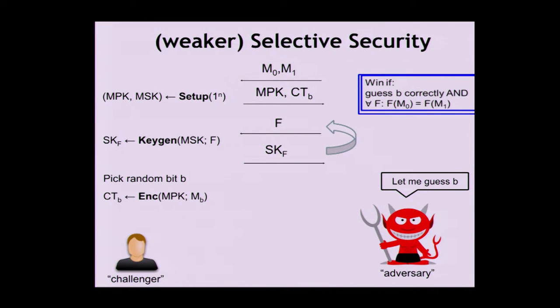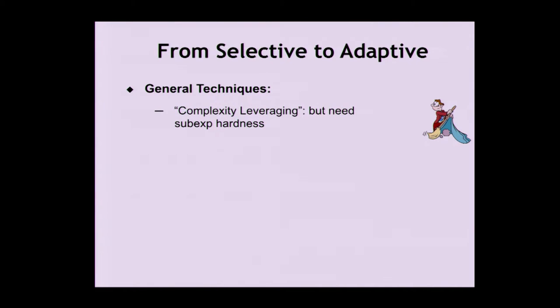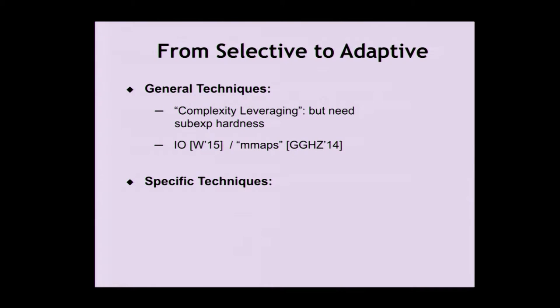Let's see what is the relation between selective and adaptive notions of FE known in the literature. The literature can be classified into two broad categories, that of general techniques. There is a very naive approach to go from selective to adaptive FE, which is using complexity leveraging. This is somewhat unsatisfactory because we need to assume that security holds against sub-exponential adversaries. The second general approach of obtaining adaptive FE was through IO or multilinear map assumptions. You already saw one of the constructions by Brent in the previous talk.